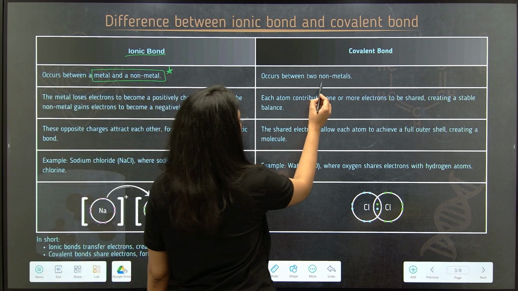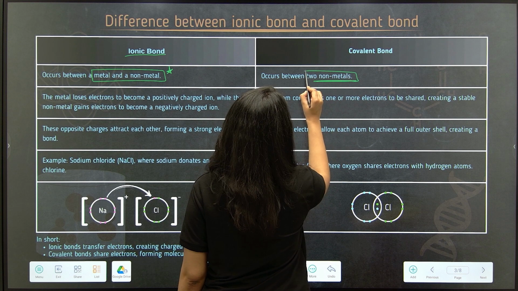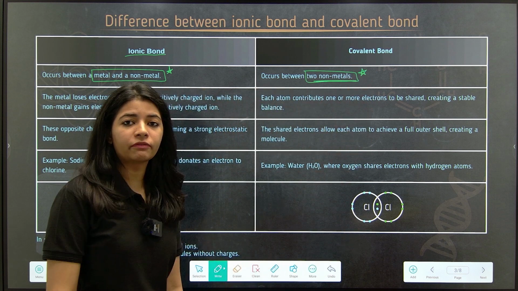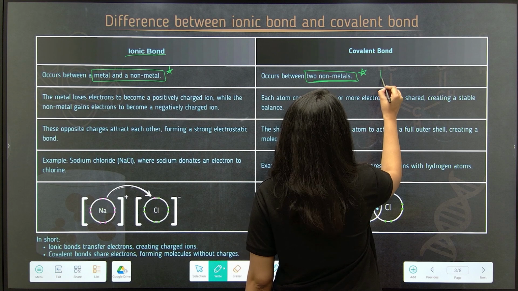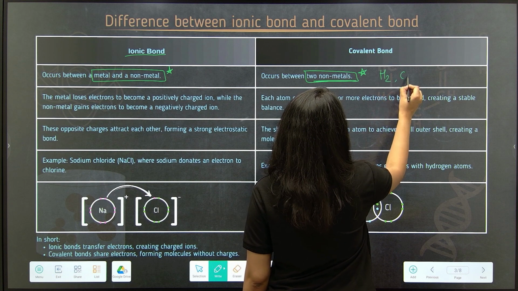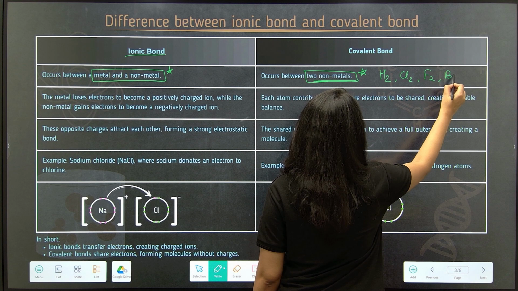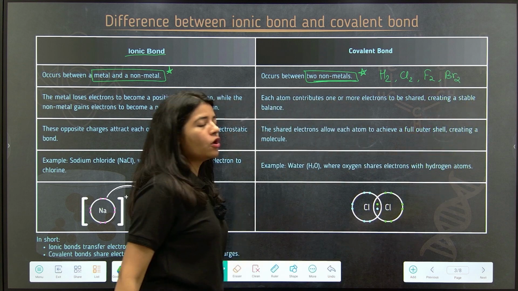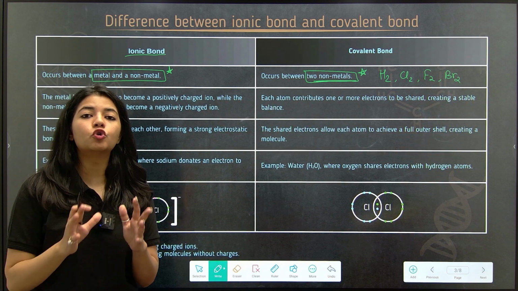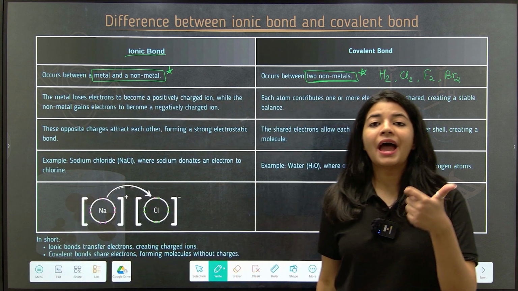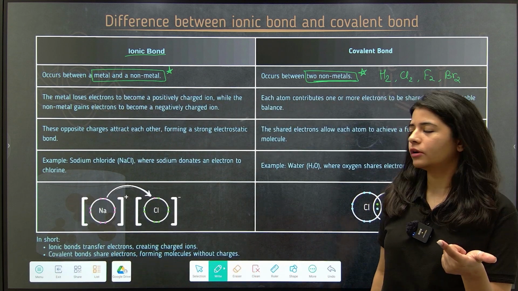Covalent bond occurs between 2 non-metals. This is a very important and crucial difference point between them, right? For example, H2, which we already discussed, Cl2, F2, Br2, all of them are what? Non-metals. So the bond which is formed between two non-metals is a covalent bond, and the bond which is formed between a metal and a non-metal is an ionic bond, right?